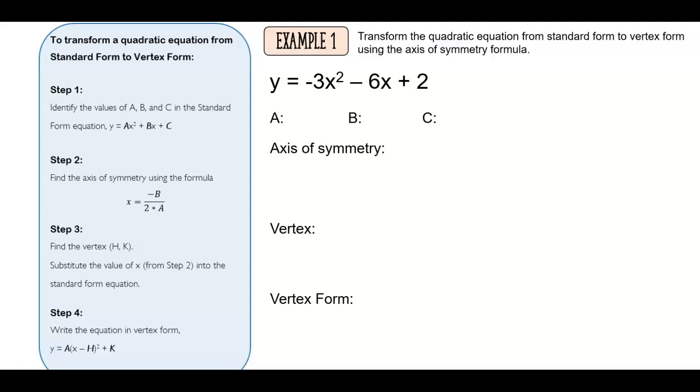All right, anyways. So example 1, transform the quadratic equation from standard form to vertex form using the axis of symmetry formula. Here we go. What is a? What's in front of that x squared?